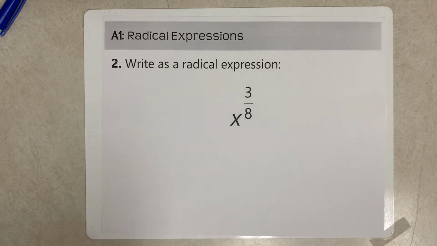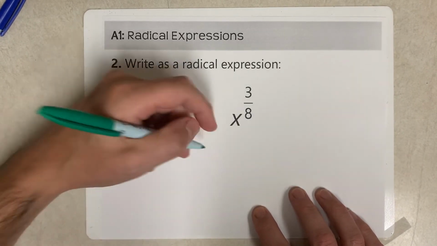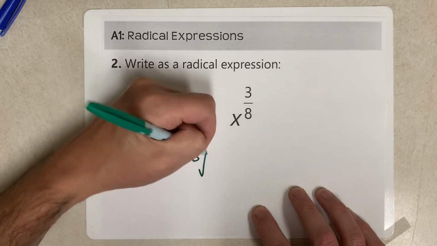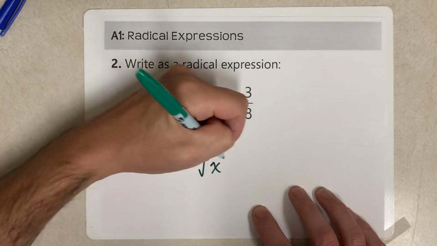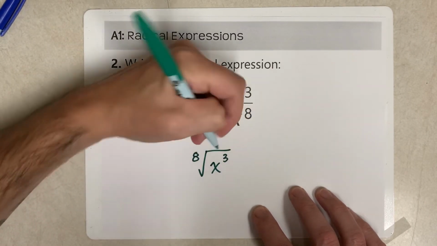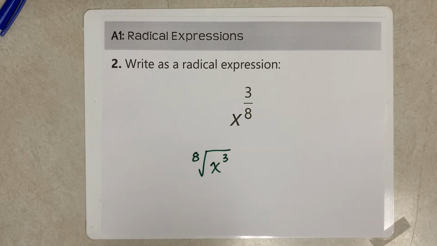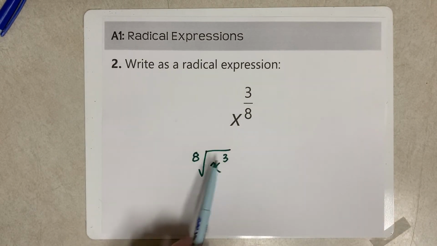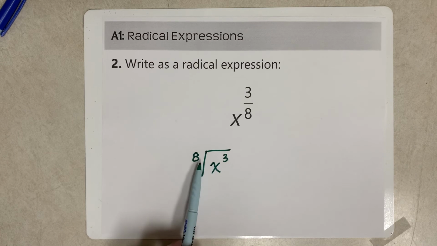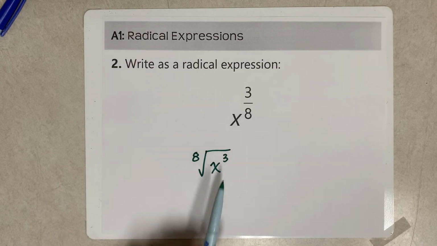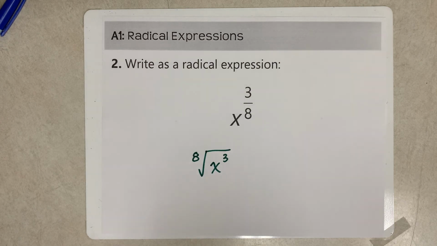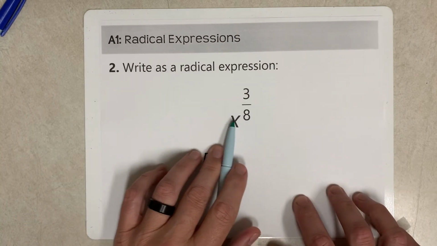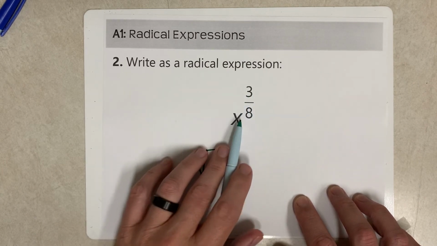Okay, this one, same thing. The 8 is going to go as the index, and we're going to have x cubed on the inside. What students usually do to mess this up is take the 3 and the 8 and switch them. They do that all the time, no matter how many times you say it or practice problems, they'll still do it because they can't remember which one goes where. But it's a very simple thing. This one is going to go to the outside. This one is going to stay with the variable.